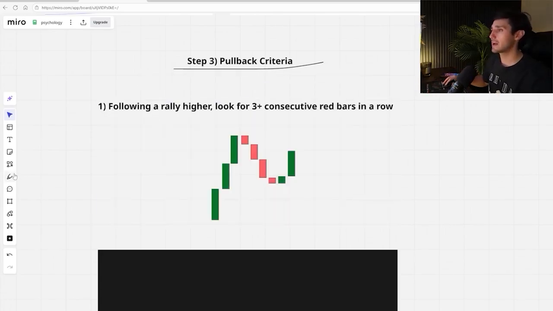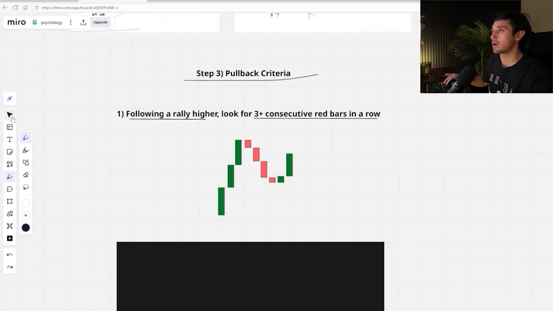So first step, following a rally higher, so the market ran a marathon up, we want 3 or more consecutive red bars in a row on the pullback. So we got 1, 2, 3, 4. We want 3 or more red bars in a row. Now, this is the ideal scenario. You're not always going to get perfectly 3 to 5 consecutive red bars in a row, but this is what you want to look for.